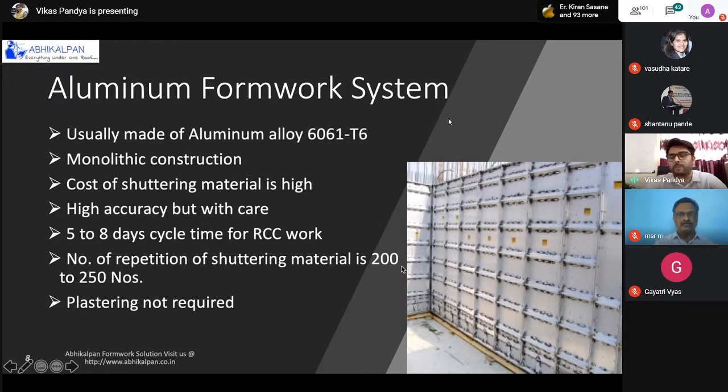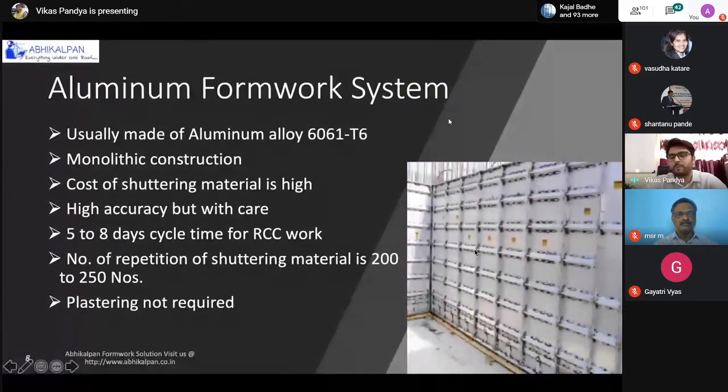So we can use this formwork system 200 to 250 times. If you consider 10,000 rupees per square meter as the cost of this formwork system, and you use it 250 times, then the average cost comes down to 40 rupees per square meter, or 4 rupees per square feet. It is a negligible cost for the shuttering.